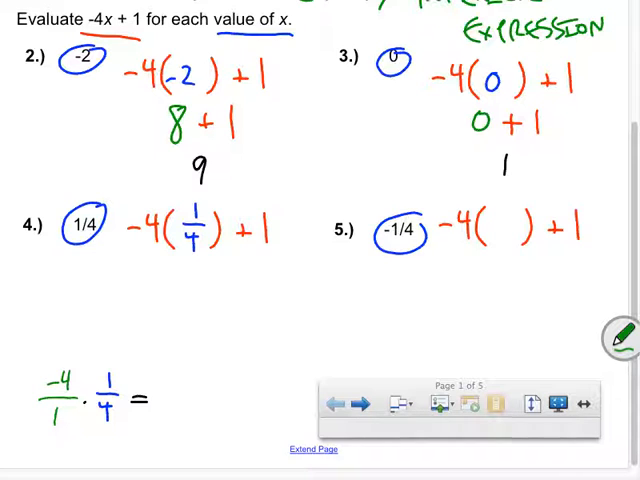Ladies and gentlemen, let's review the rules. If they're the same signs, what's the product sign going to be? Positive. Okay. If they're different signs, what's the product sign going to be? Right. So in the numerator, I have a negative 4 times a positive 1. What's that going to give me back? Gives me back a negative 4. And the denominator, I have a positive 1 times a positive 4. What's that going to give me back? 4. And now I have a negative 4 over a positive 4.